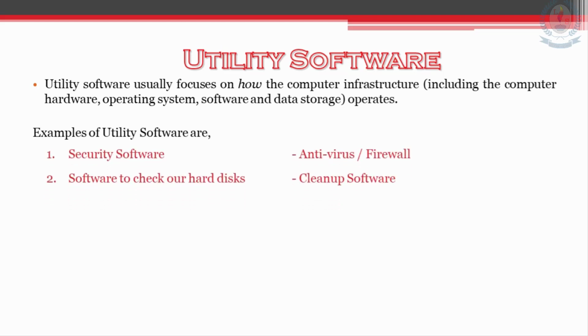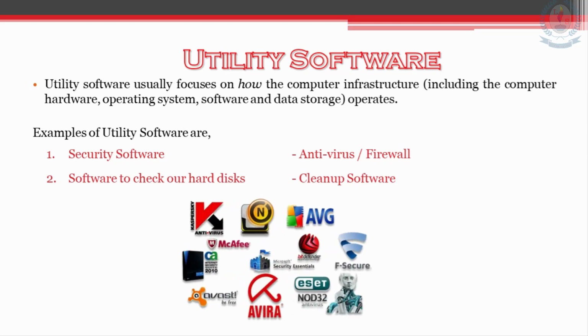So children, here you can see some examples of utility software. First one is security software. Under that, there are what? Antivirus and firewalls and so on. Then second one, software to check our hard disks. What is that? The cleanup software. Yes, I think you already know about those utility softwares.